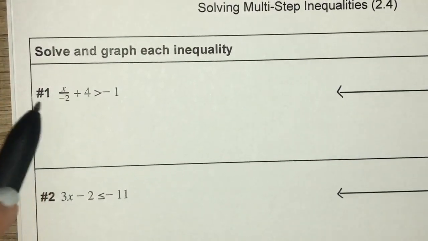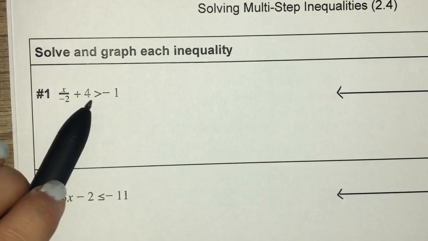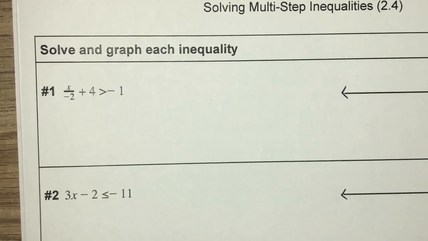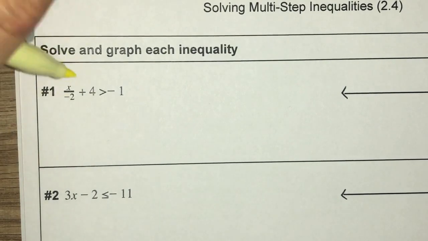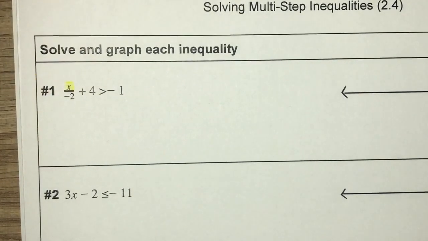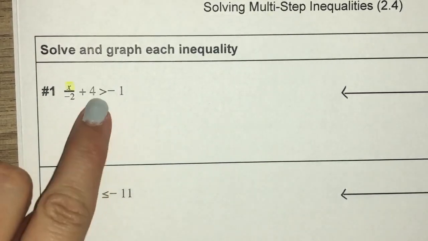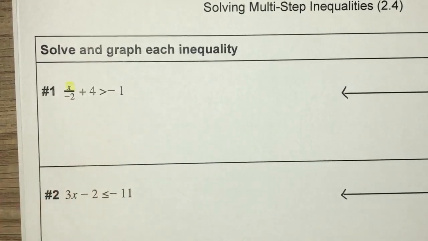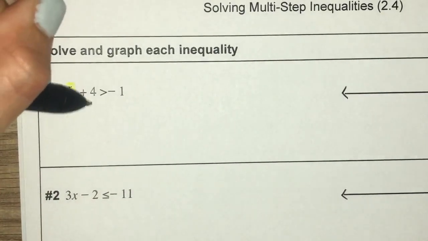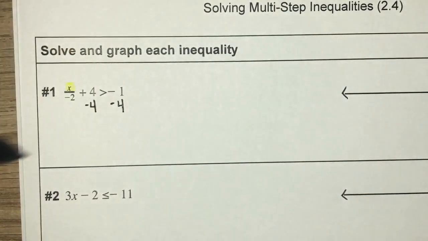So for number 1, it's x over -2 plus 4 is greater than -1. And we want to get x by itself. We want to solve the inequality for x. So we need to move everything away from the x. So the first thing that we can move away is this plus 4. We can undo this addition. So to undo adding 4, I can subtract 4 from both sides.